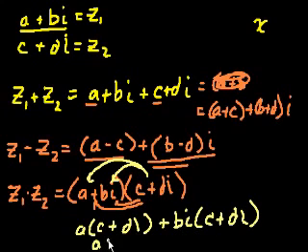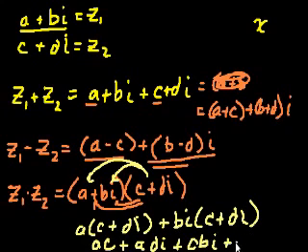We get ac plus a di, plus, now what's bi times c? Well, that's c bi. And then we have bi times di. So you get b times d, which is bd. And then what's i times i? It's i squared, or negative 1, right? Times negative 1. So what does this simplify to?